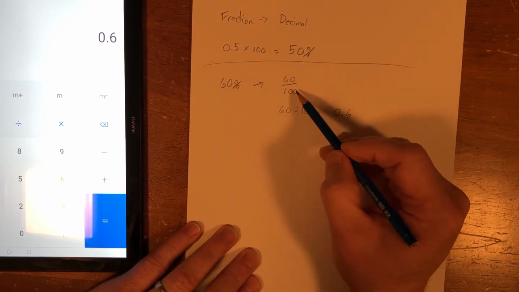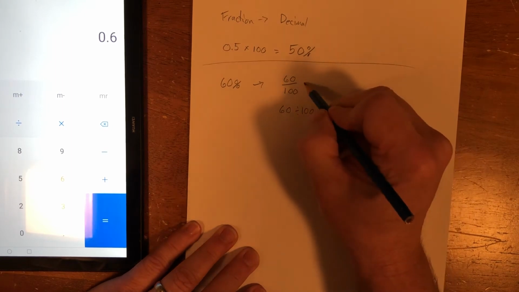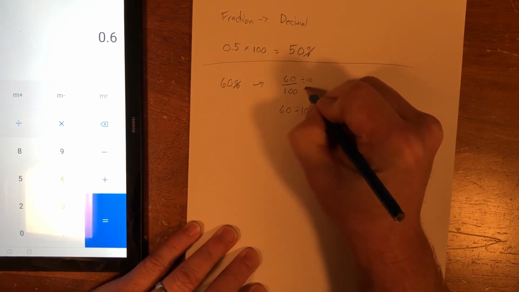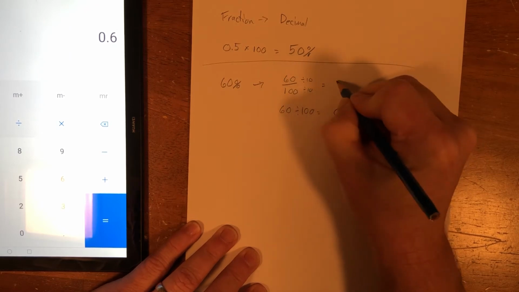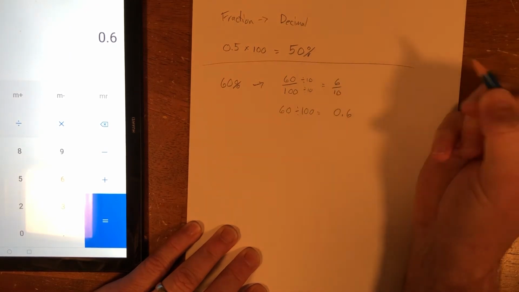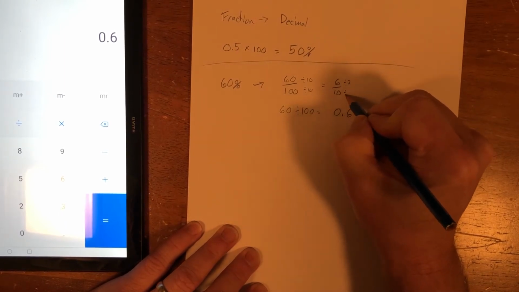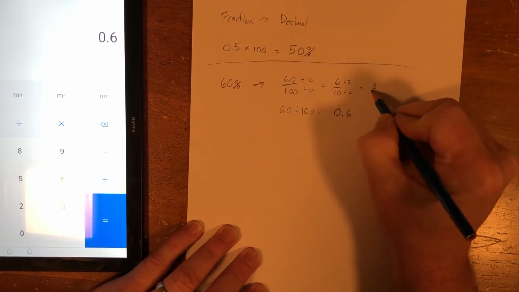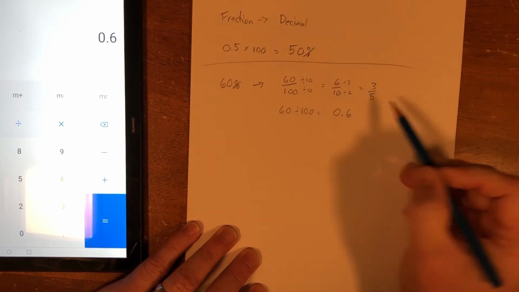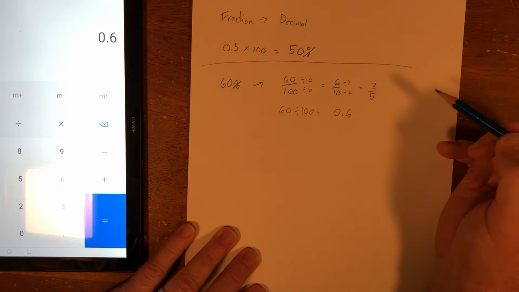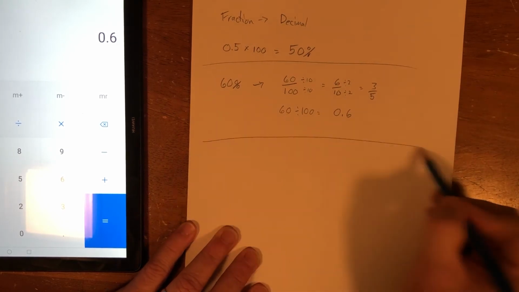And for this one here, I forgot to reduce that. So we can divide the top and bottom both by 10. I can see that right away. So that will give me 6/10. But these are both even numbers, so I know I can divide each of those by 2. So that becomes 3/5. So 60% as a fraction in its lowest terms would be 3/5.